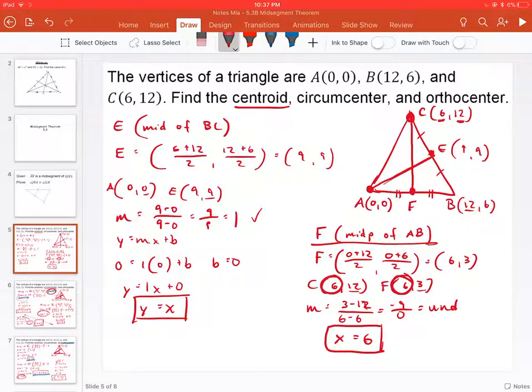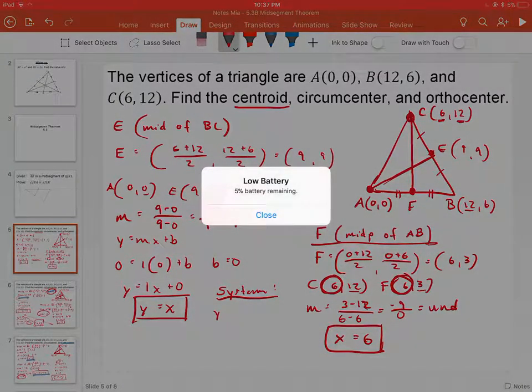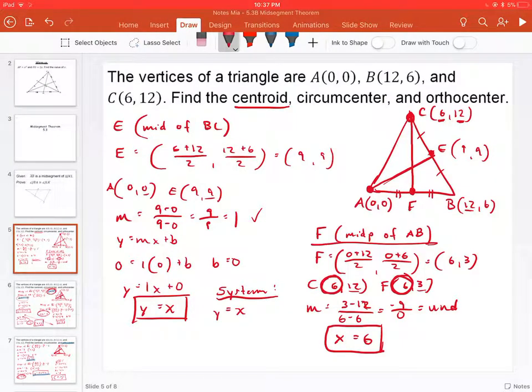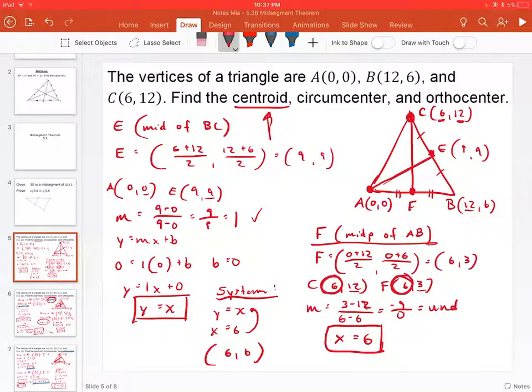So we know the x value, and if we solve this system, we have our two equations, y equals x and x equals 6. So when we plug in x equals 6 right here, you should get 6, 6, and that will be the intersection of the medians, which is your centroid.